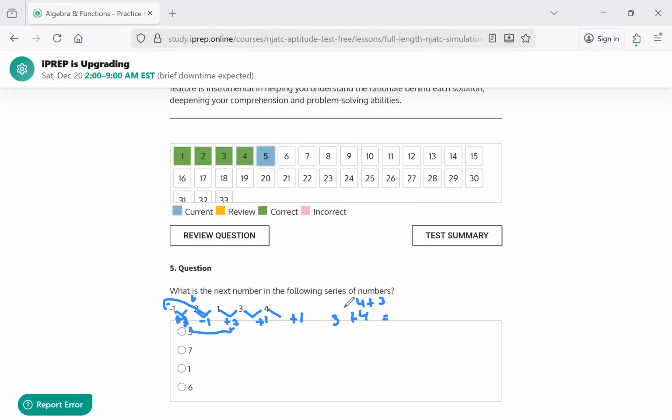Wait, no, no. Oh, no, I'm making this harder. This number should be aligned to this. So the next number is actually plus 3. So the next number is the last term, which is 4 plus 3, which is 7. Okay, because you see the pattern, this -1 is aligned to this, so it's every other number. So this number here is aligned with this. So you're going to have to add 3, not 1. So 4 plus 3 is 7.